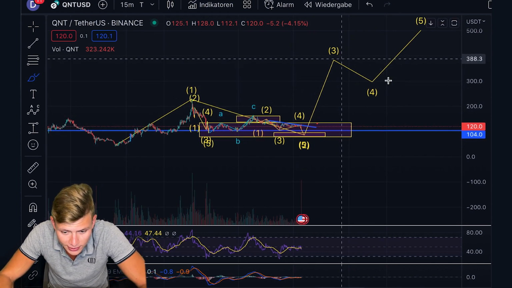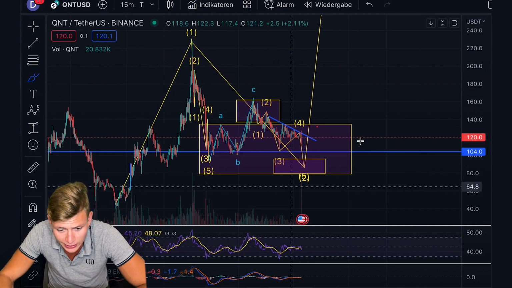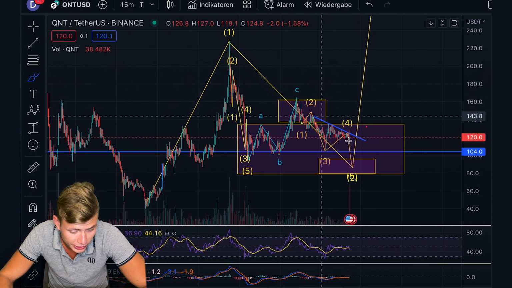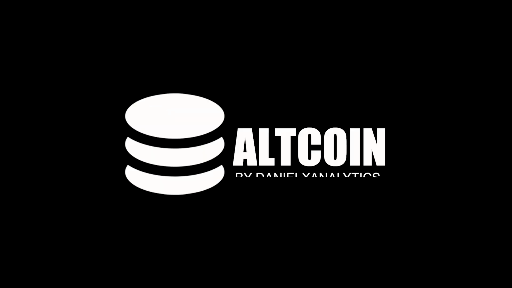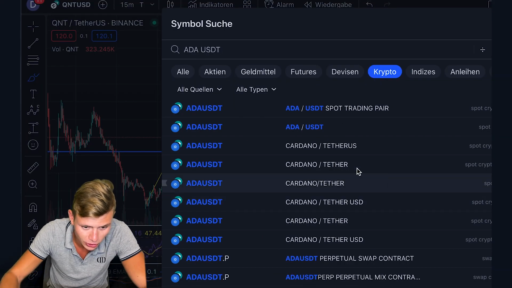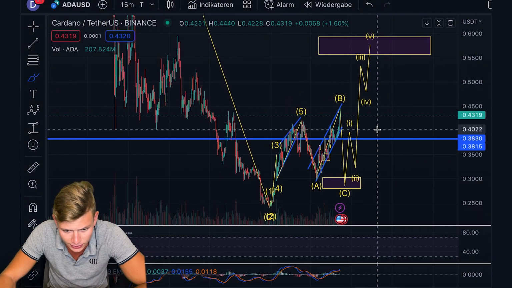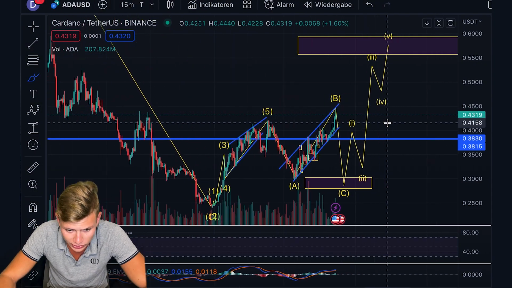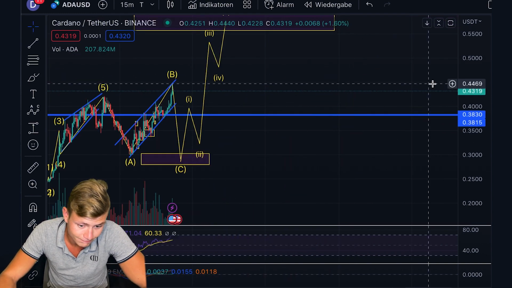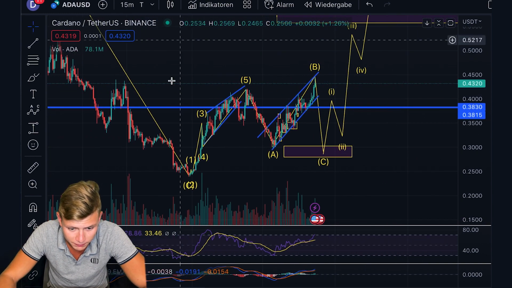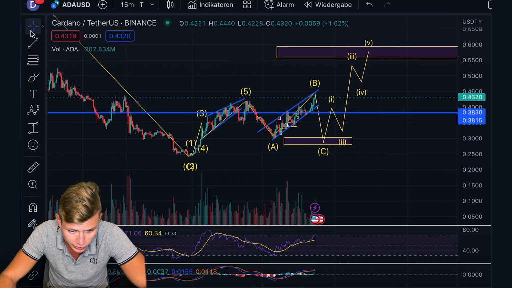Wave 3 target is at the 380 US dollar level, and it looks right now very good that we are going to reach the bearish target here for Q&T. Let's now jump over to the ADA US dollar chart. And on the ADA chart, you can also see that I still have the bearish option here on the chart, but right now we need to neutrally take both of them into consideration.